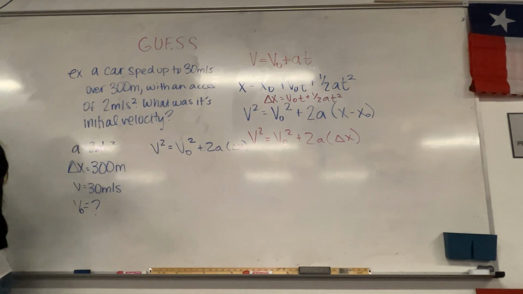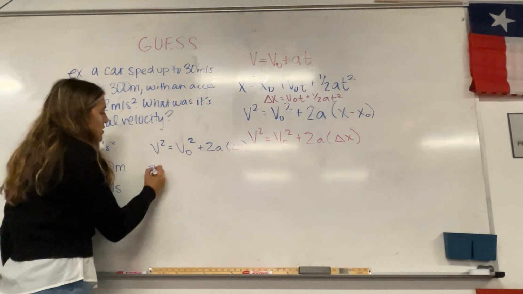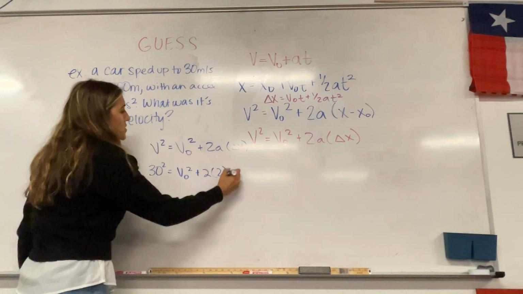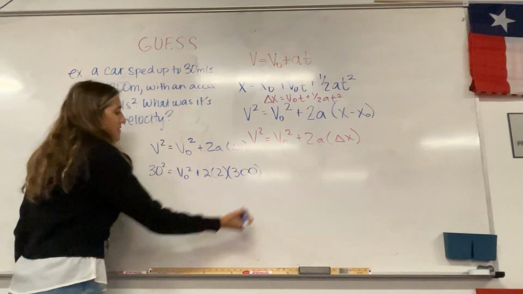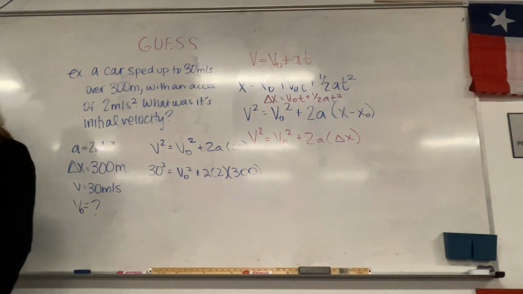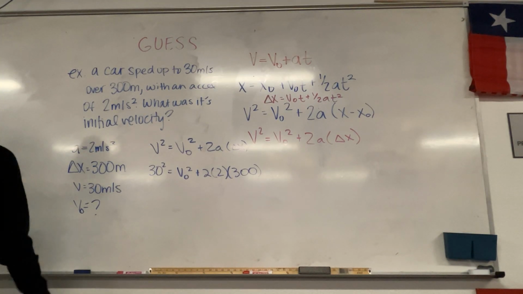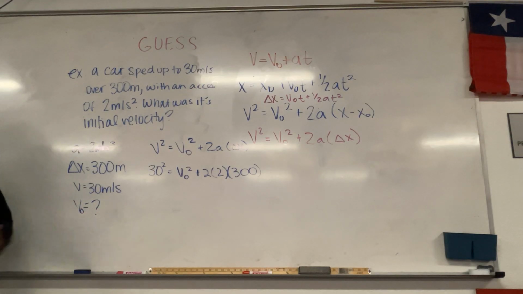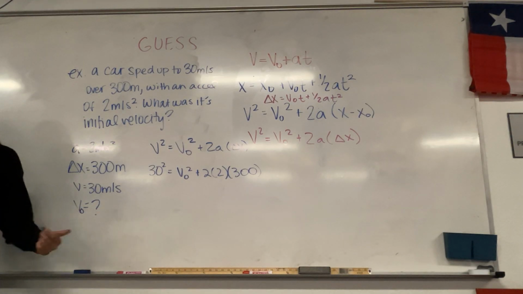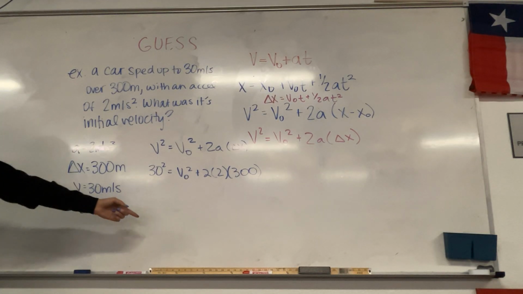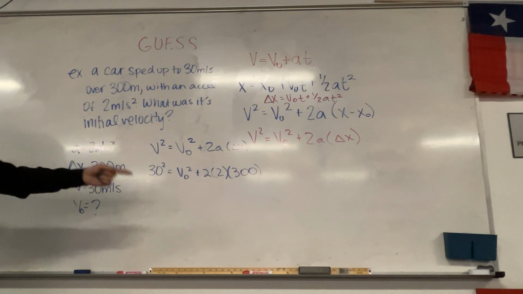Then continue showing your work. 30 squared is equal to V naught squared plus 2 times 300. Keep showing your work. I know a lot of you in your head are like, no, I can just do that in a calculator. I'm just going to stick that in Desmos. What are you talking about, Ms. Limer? I'm not going to do that. Stop it. Bad. Show the work, because this is where you mess up. This is where the problem happens.